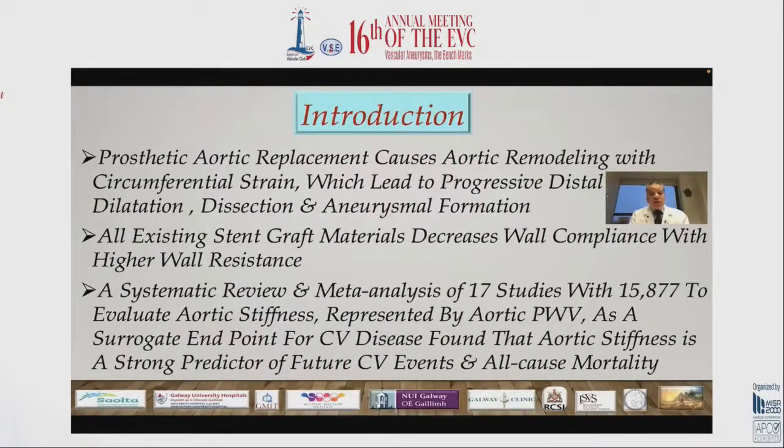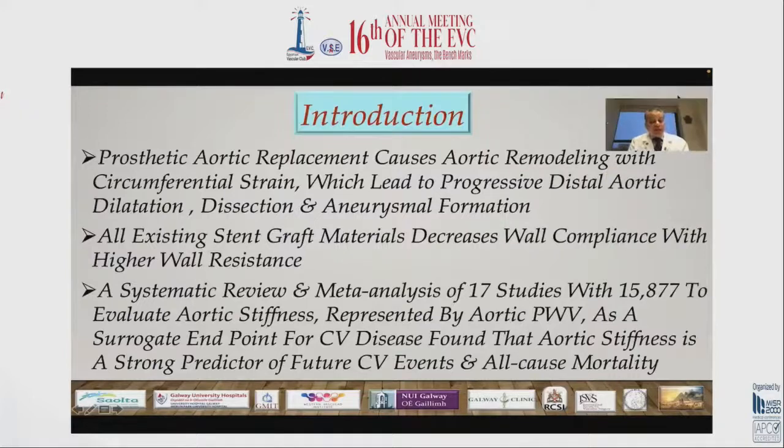Prosthetic aortic replacement causes aortic remodeling with circumferential strain, which leads to progressive distal dilatation of the aorta with dissection and aneurysmal formation. All existing stent graft material decreases wall compliance with higher wall resistance. A systematic review and meta-analysis of 17 studies with more than 15,000 patients evaluated aortic stiffness, represented by aortic peak wave velocity, as a surrogate endpoint for cardiovascular disease. It found that aortic stiffness is a strong predictor of future cardiovascular events and all-cause mortality.